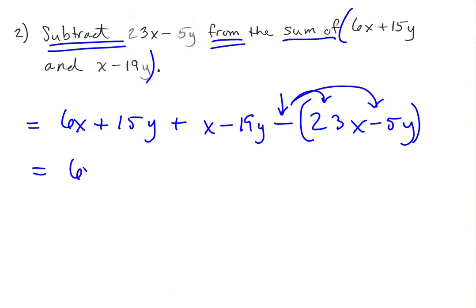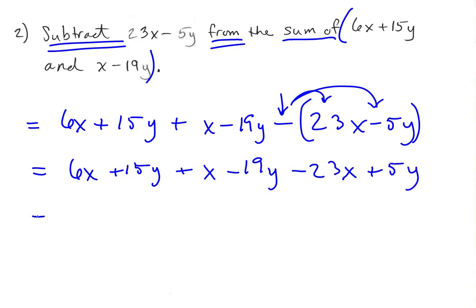I'm going to just wait on combining like terms until we do the distributing for the negative, so we can do them all at once, though you could combine some things up here in front at first. If I distribute the negative, I'll then have a minus 23x plus 5y at the end. Now I'll look for like terms.